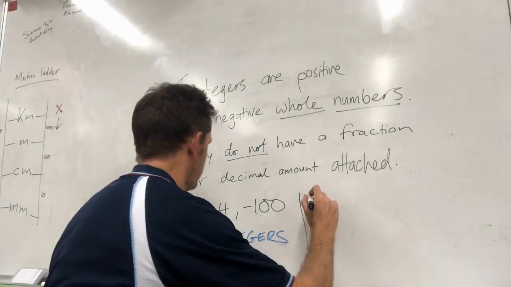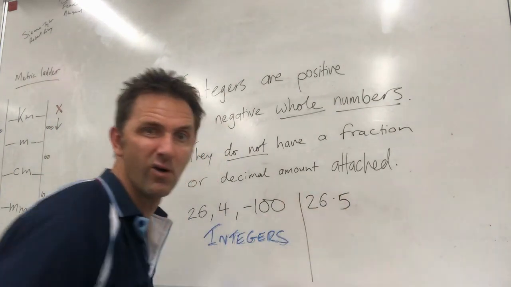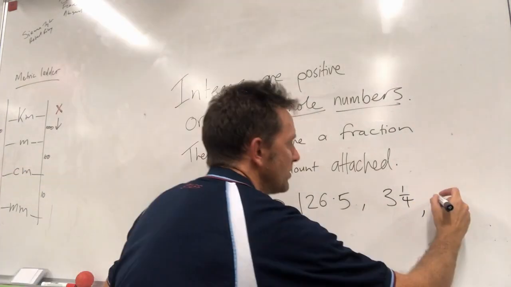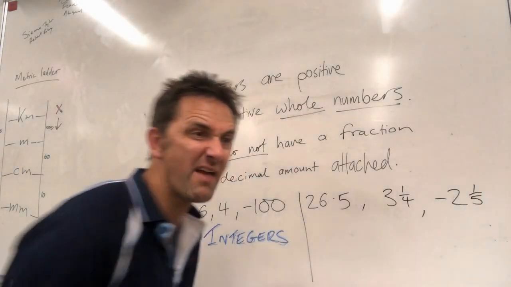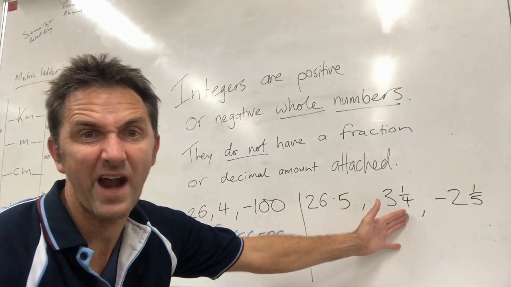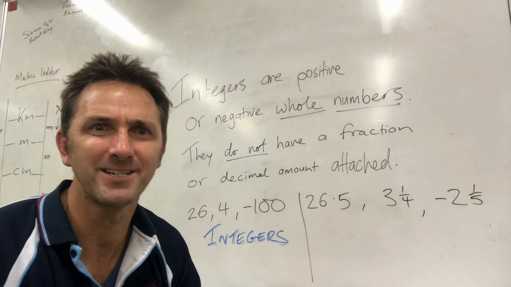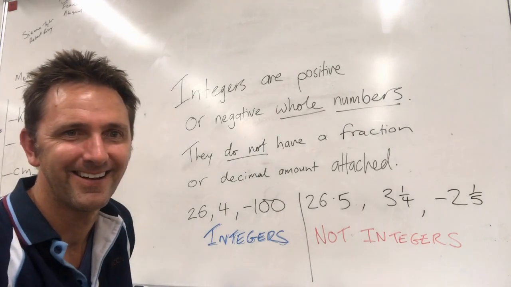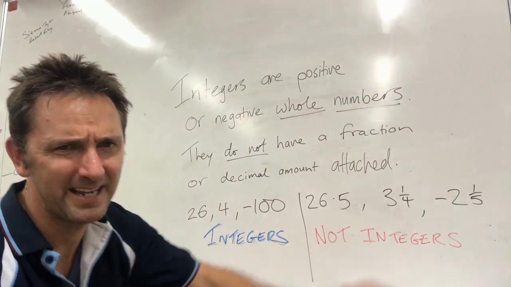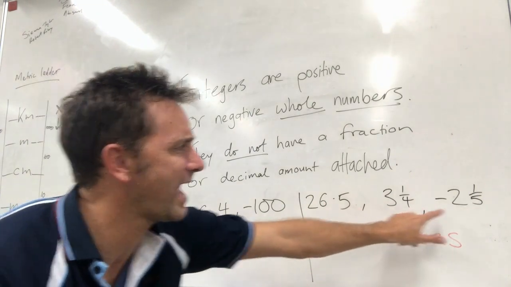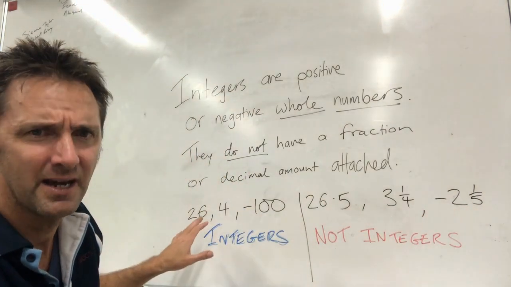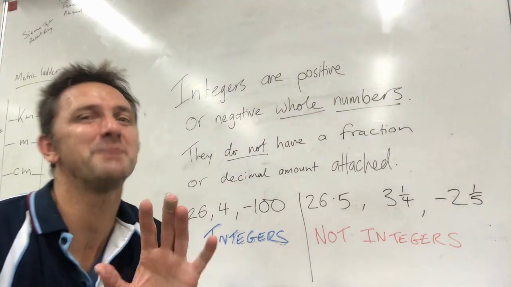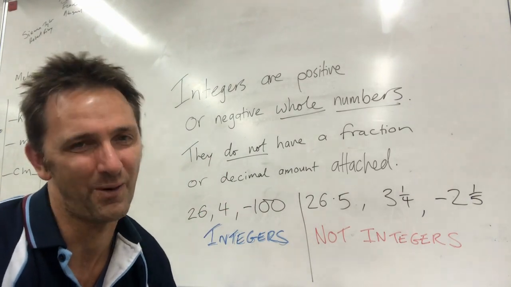Whereas something like 26.5 or 3 1/4 or -2 1/5 has a decimal attached or a fraction attached. They are not integers. Okay, I hope that makes sense. They've got decimals attached or they've got a fraction attached. Whereas these numbers over here are just plain simple whole numbers. Look, 26, 4, -100. Remember, integers can be negative or positive.